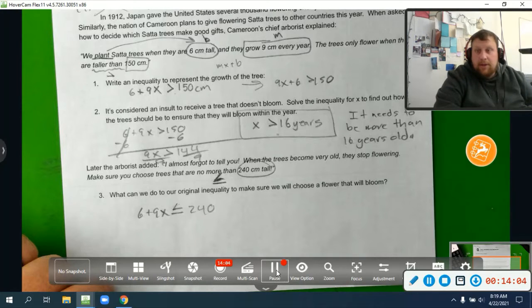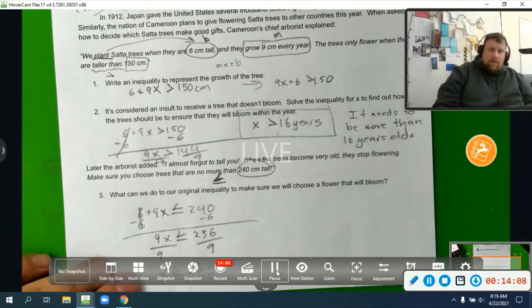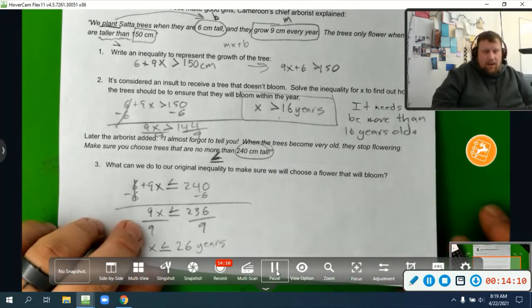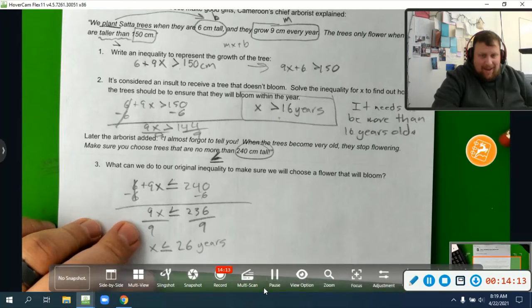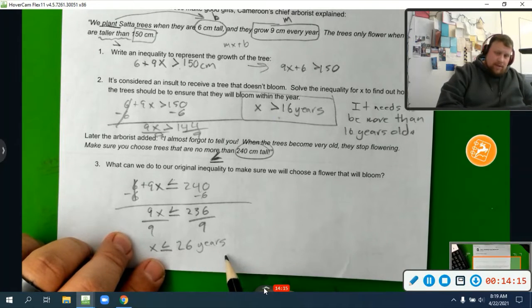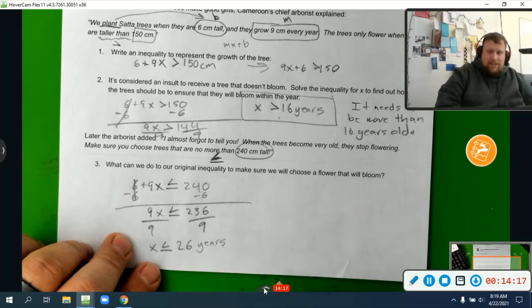Okay, about to unpause it, so if you need to pause it so you can finish, that's fine. But what have I found? I found that it needs to be less than 26 years old. So I want to show you how we would display this information.